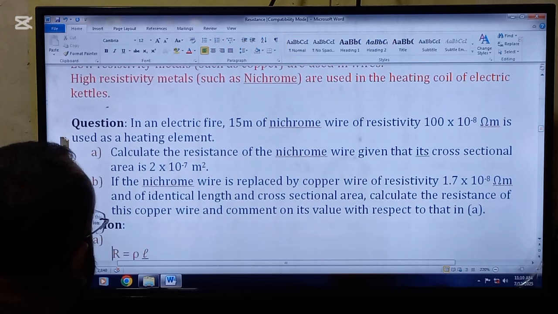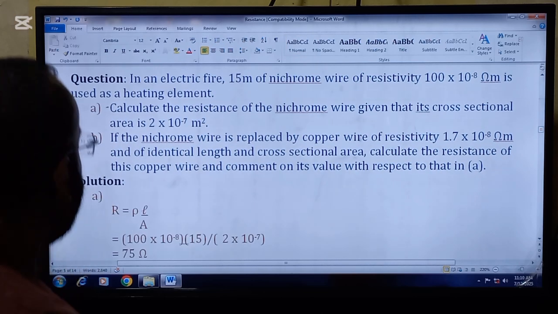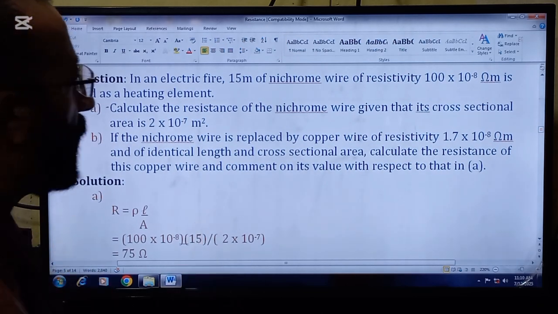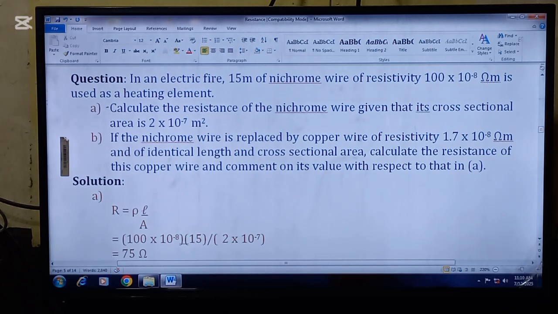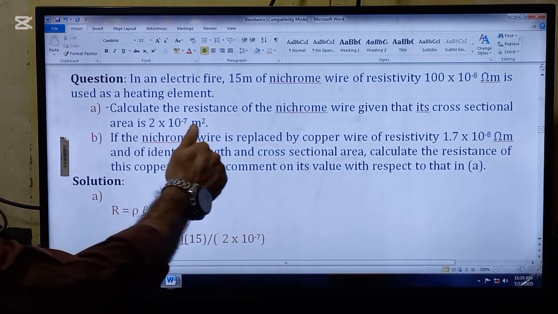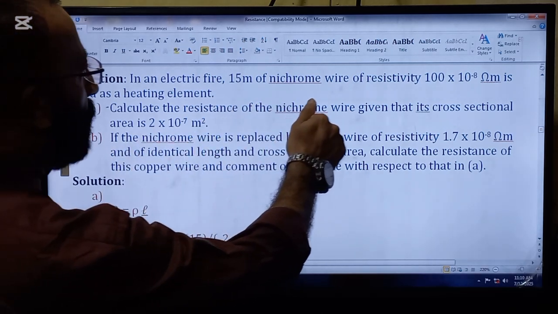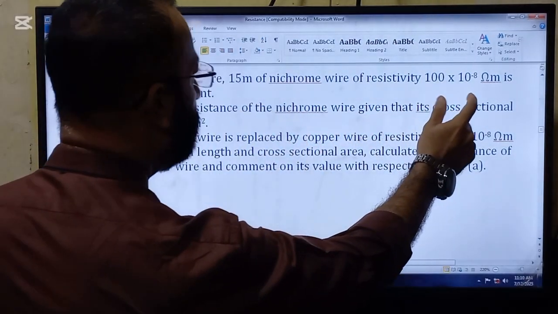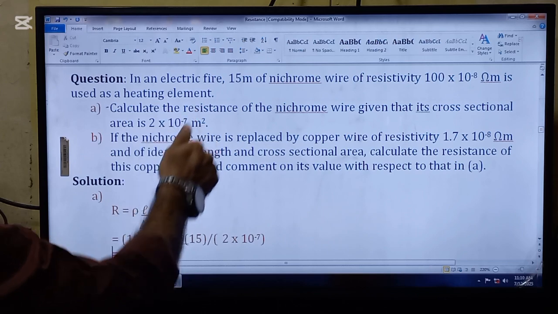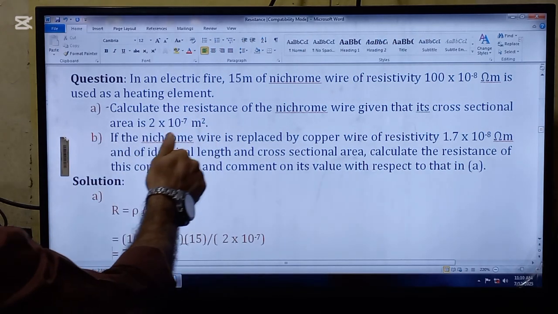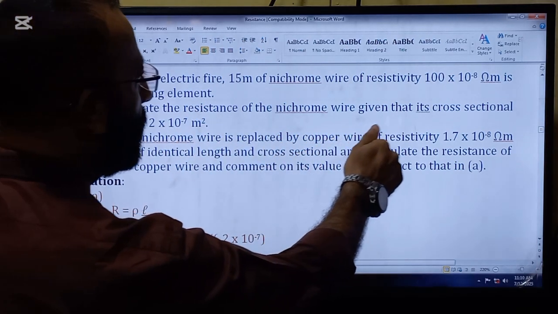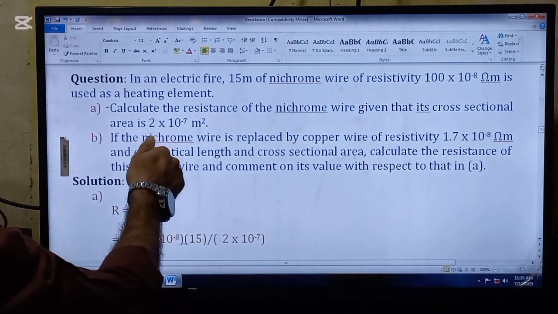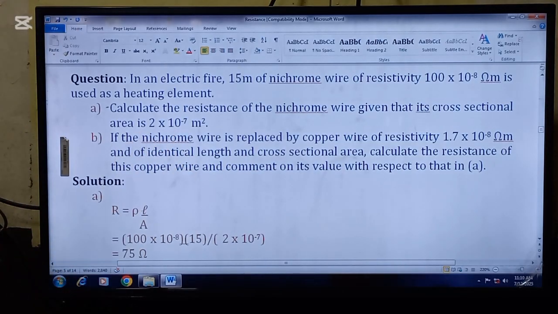Here is a question that will make your concepts about this topic more clear. This kind of question comes in paper number 2. In an electric fire, 15 meter of nichrome wire of resistivity this, so this is the length, this is the resistivity, is used as a heating element. Part A, calculate the resistance of the nichrome wire given that its cross-sectional area is this one. So this is A. So the formula used will be R is equal to ρ L over A.